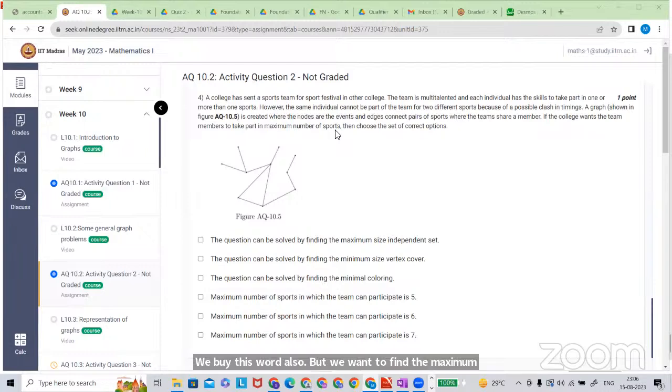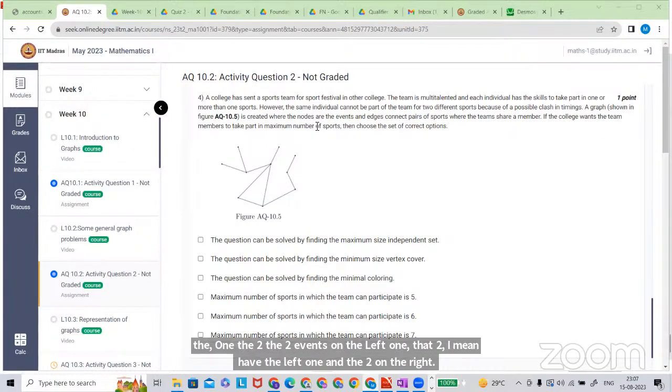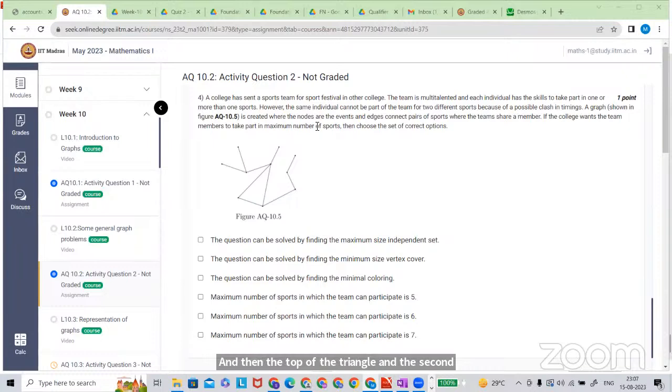Sir, they require the maximum output. In that case, sir, we have two events on the left, two events on the right, then the top of the triangle, and the second one on the right after the top one. So however many maximum independent sets there are for this, according to the maximum independent set, there are 6. So 6 is going to be the answer.